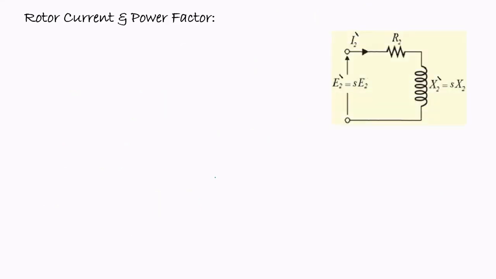Now consider the running condition. So during running condition, the slip is not equal to 1, and here the slip is not equal to 0. Here slip will be equal depending upon the speed of the rotor. If the speed of the rotor is very high, then the value of the slip will be very low. So you can easily calculate by using this formula.